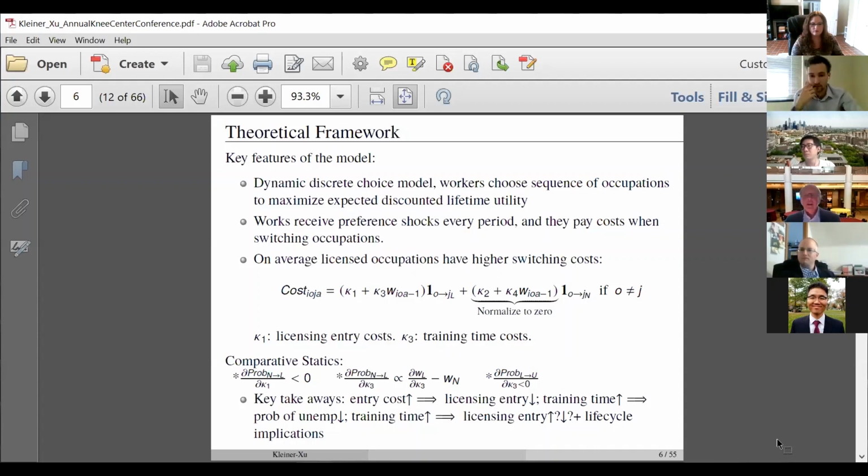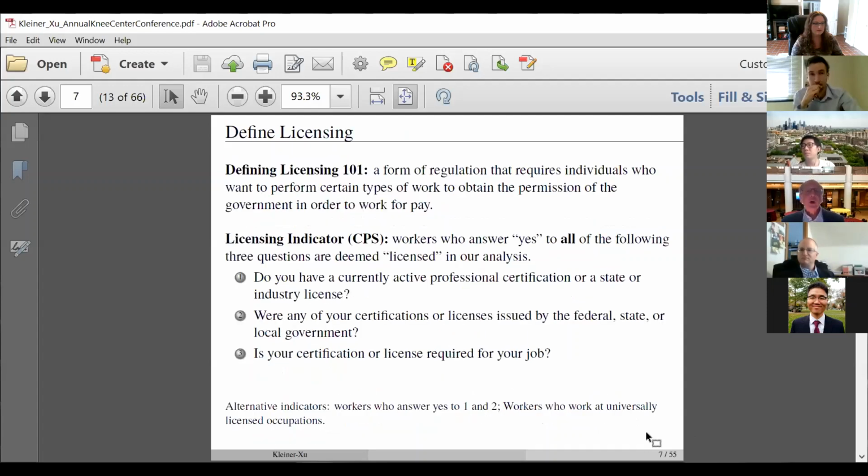So the theory is ambiguous, so we then go on to the data. Just as a basic licensing 101, perhaps not necessary in this group, licensing requires an individual who wants to perform a certain type of occupation to obtain permission from the government in order to do so.